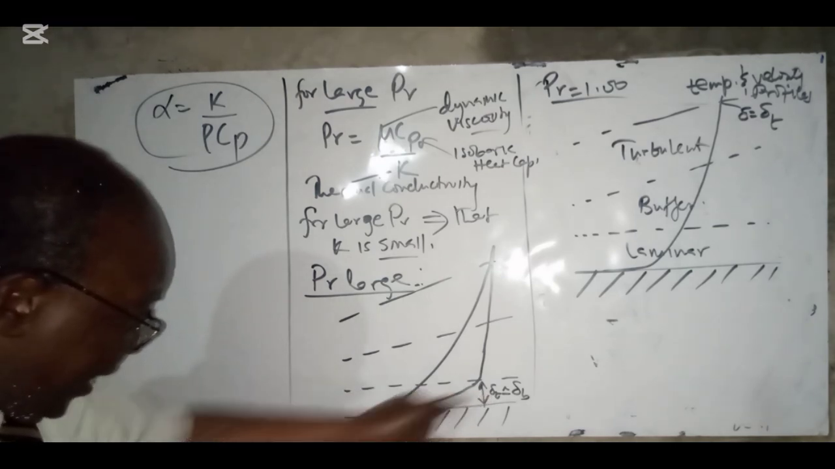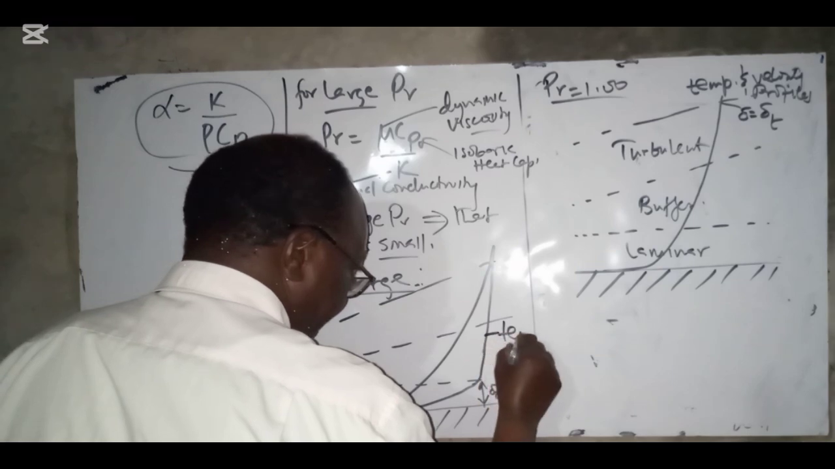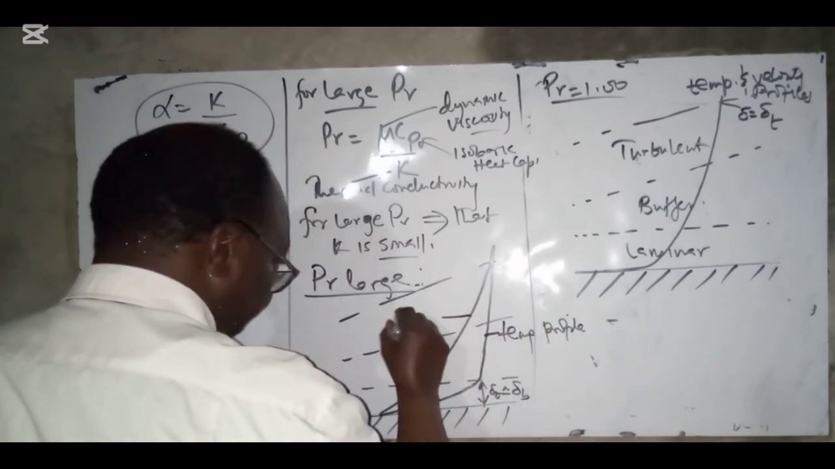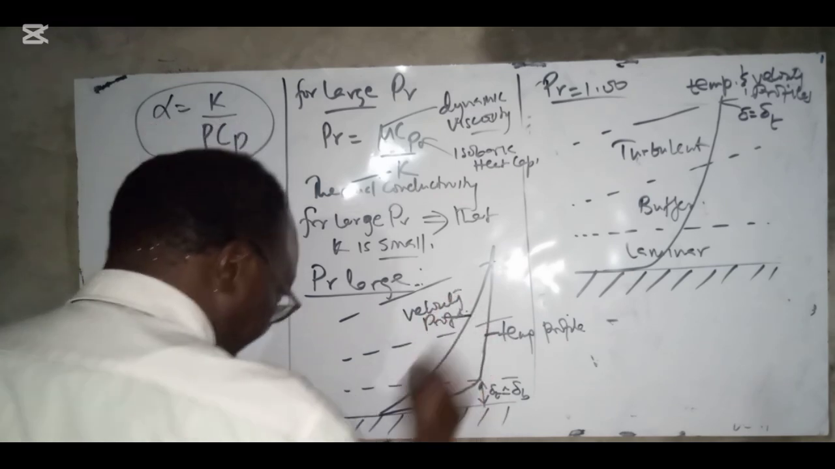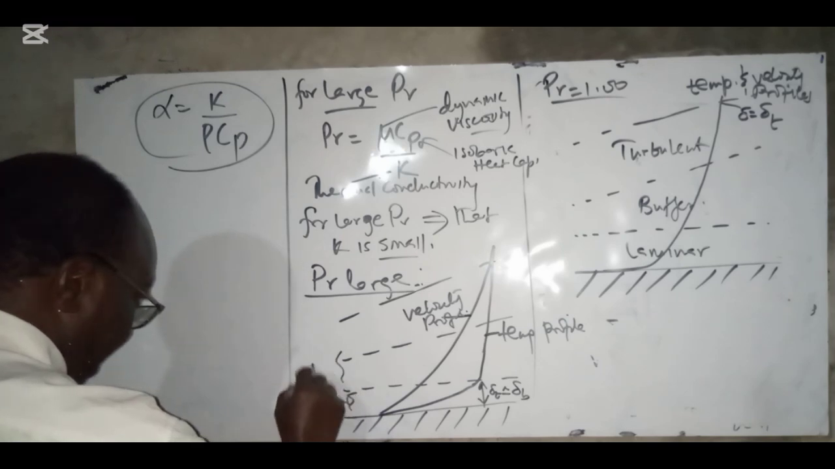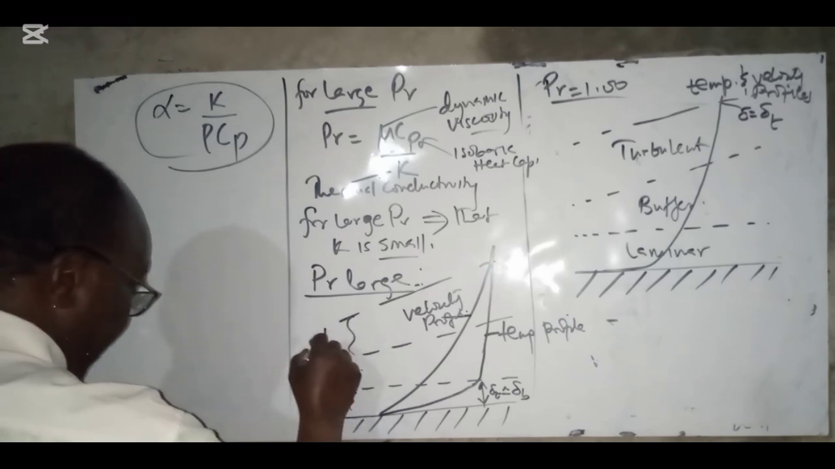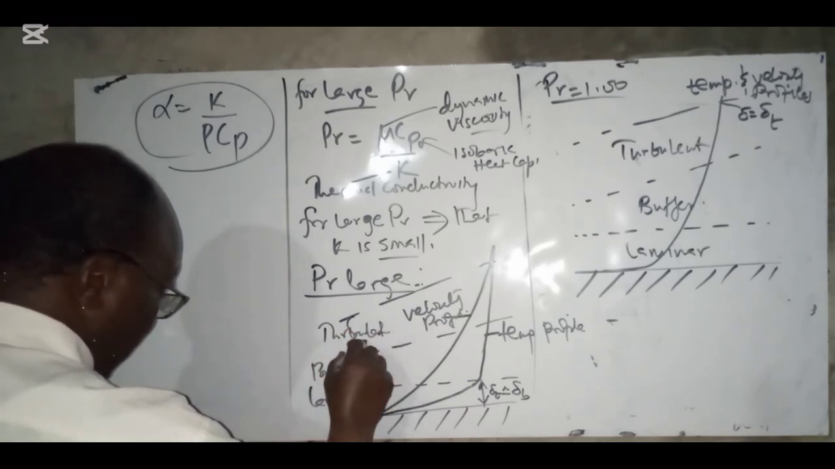Sigma T is the thickness of the temperature. So this is the temperature profile, and this is the velocity profile. The regions remain the same. That is the laminar region, this is the buffer region, and this is the turbulent region.